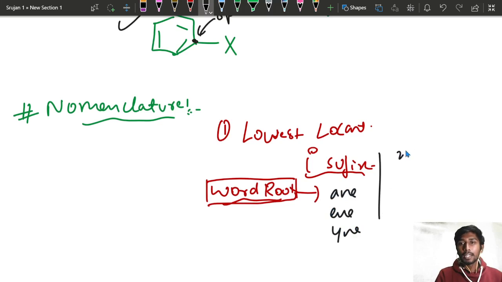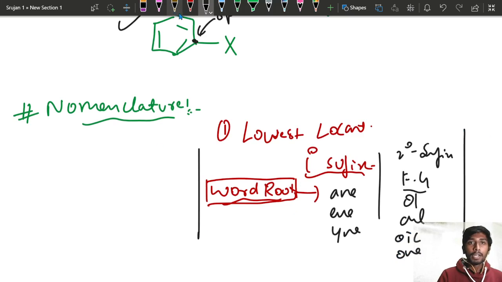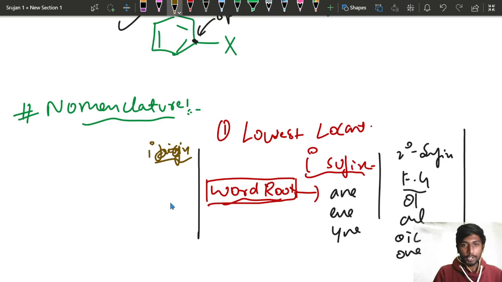Next, go for the secondary suffix. The secondary suffix will be your functional group. Like for alcohols, it will be ol, for aldehydes, it will be al, for acids, it will be oic acid, and for ketones, it will be one. Next, we have to see the primary prefix. The prefix is what comes first, the one which comes before the word root. That will be cyclo. It's always compulsory cyclo.